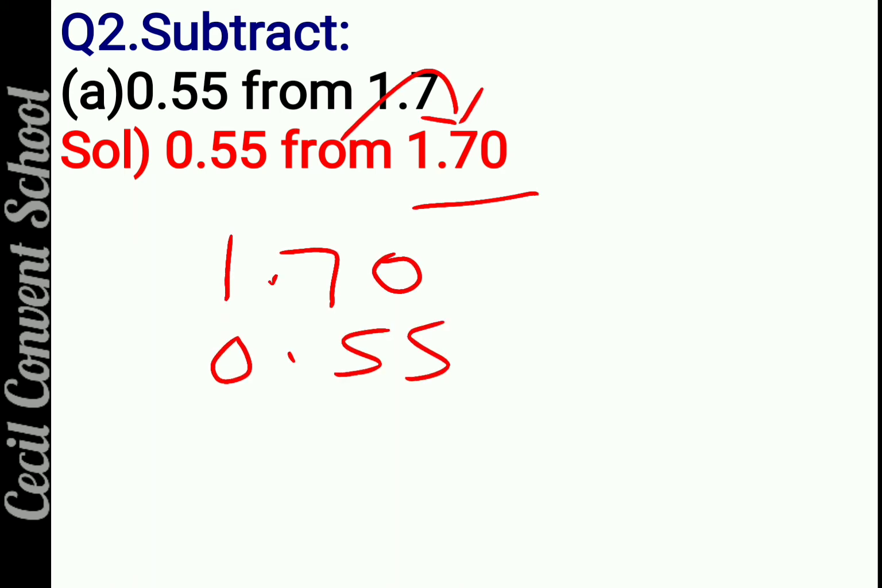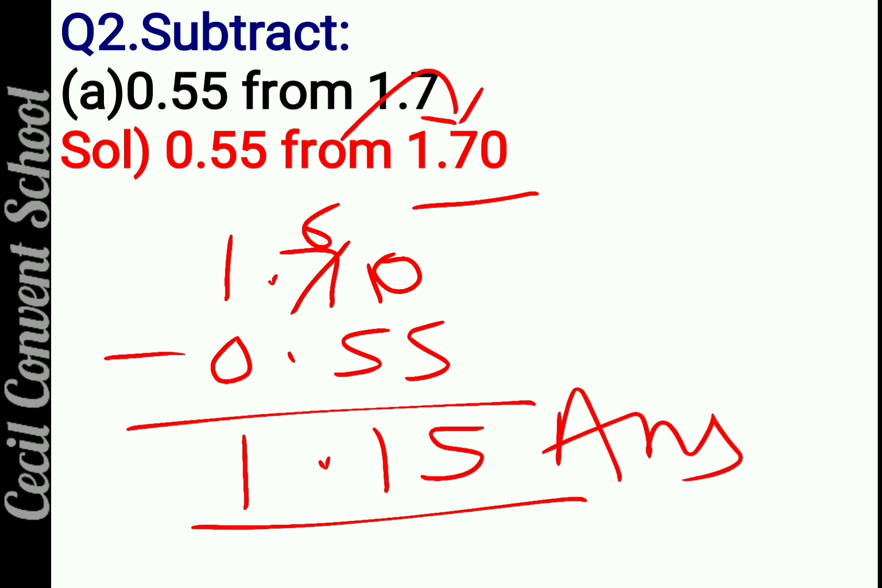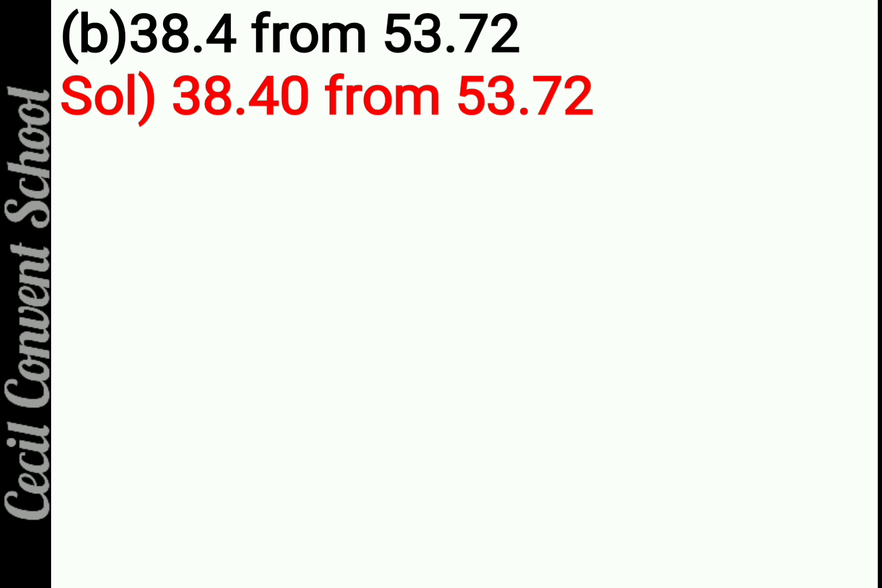0.55, minus it. From 0 minus 5 is not possible, so we take from 7, it becomes 6 and it becomes 10. 10 minus 5 is 5. 6 minus 5 is 1. 1 minus 0 is 1. So the answer is 1.15. Clear? Now we do B part.